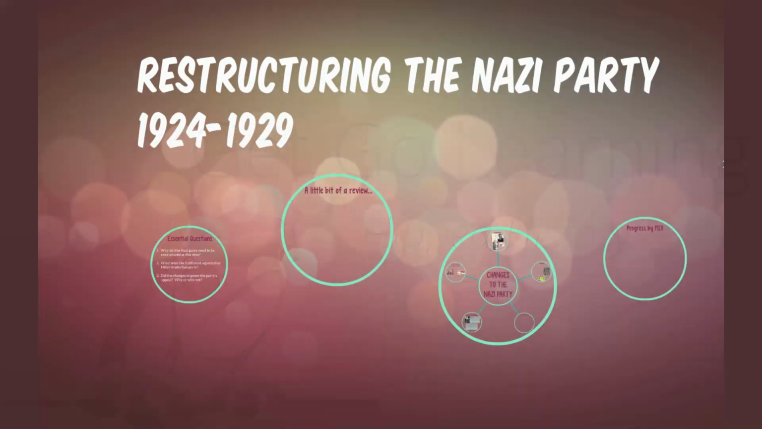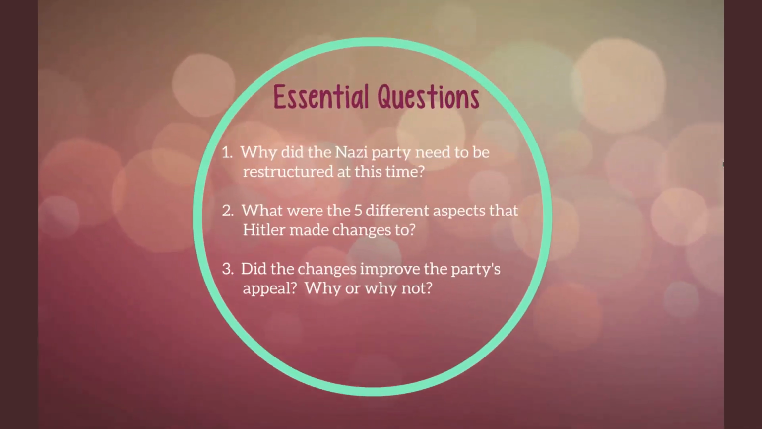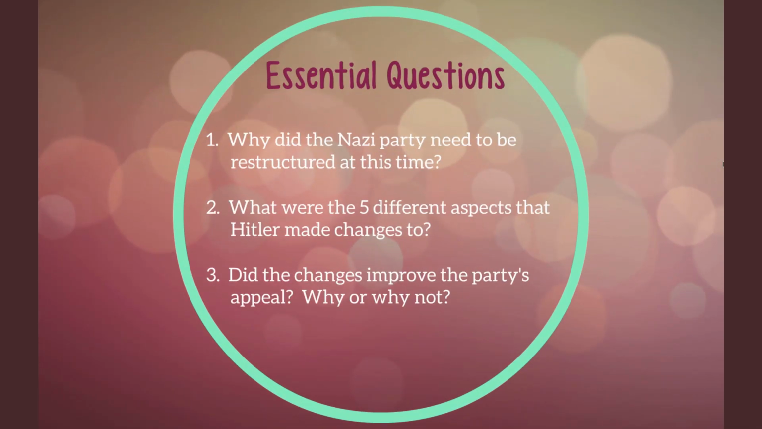In today's video, we're looking at the restructuring and reorganization of the Nazi Party from 1924 to 1929. There are 3 essential questions you should be able to answer by the end of this video. The first, why did the Nazi Party need to be restructured at this time? The second, what were the 5 different aspects that Hitler made changes to? And the third, did these changes improve the party's appeal?